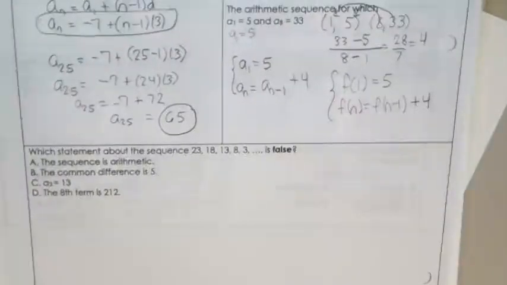All right, let's take a look at this last one. It wants to know which statement about the sequence is false. And I will tell you there's actually two of them. One of them has a typo, so there are two false ones here. So the first statement says that it's arithmetic.